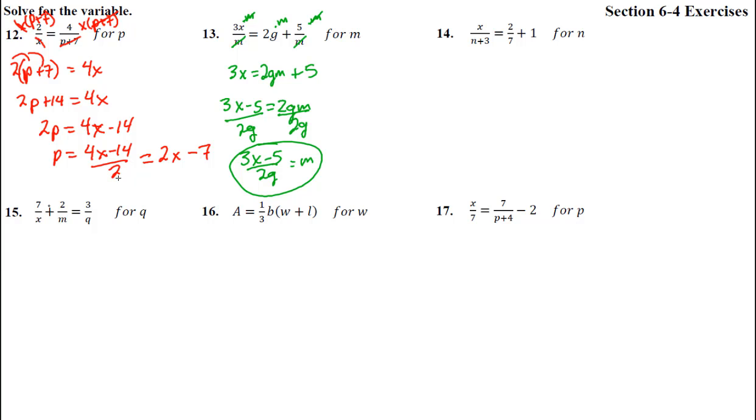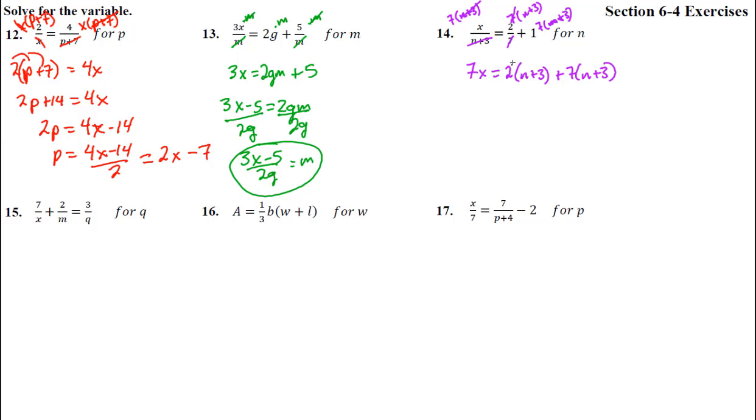Good. Number 14, we're going to solve for n. All right, so the common denominator here is n plus 3 and a 7. So we're going to times by a 7 and an n plus 3 everywhere. And on this last term here, don't forget that one, just n plus 3. Okay, so the n plus 3's cancel, and we're left with 7 times x equals, 7 cancels, and we're left with 2n plus 3. And then here we have 1 times 7, n plus 3.